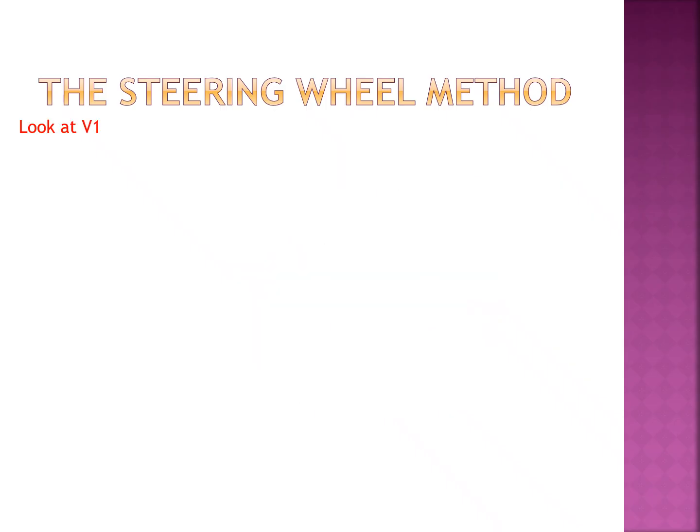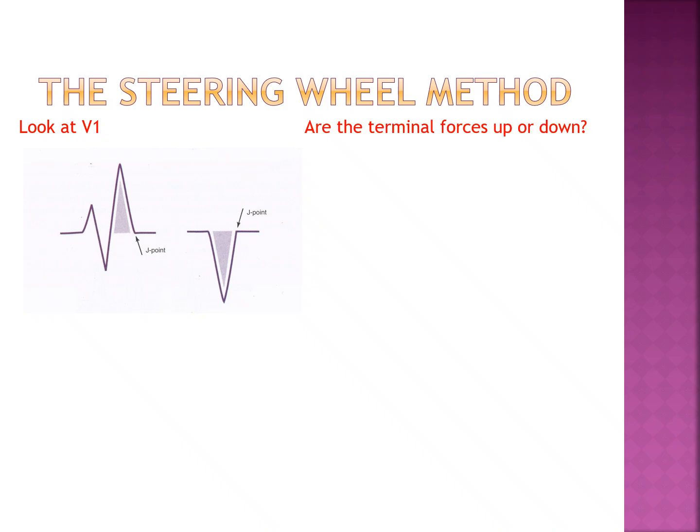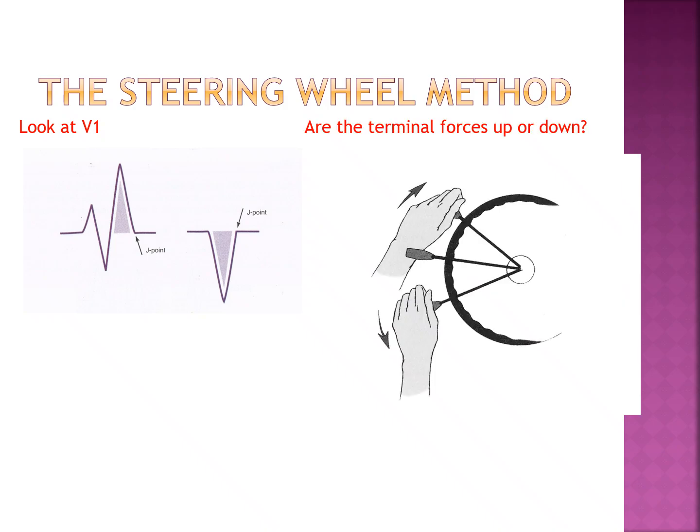So I look at V1. Which way are my terminal forces going? Are they going up or are they going down? And then I look at my steering wheel and my signal. When I click upward, I'm going to the right, and when I click downward, I'm going to the left. So if my terminal forces are going up, I have a right bundle branch block. If my terminal forces are going down, then I have a left bundle branch block.